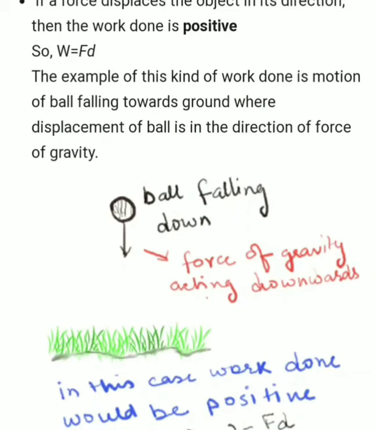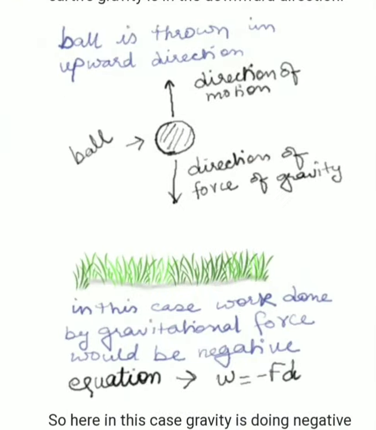Next, I'll take the example of negative work. Again you can see in the picture when you throw the ball in the upward direction. The direction of motion is upwards, but the direction of the force of gravity is always downwards. So if you calculate the work done according to the formula, you have F into D, but F has a negative sign, so the work done will become W equals minus FD.